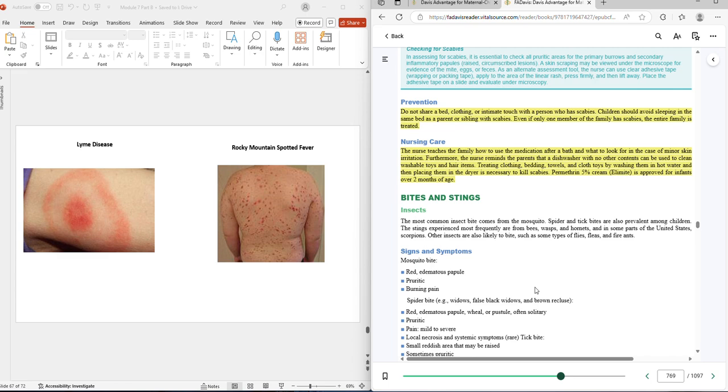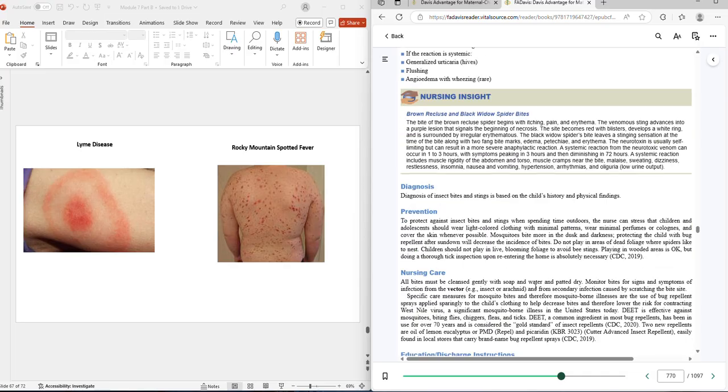All right, Lyme disease. Lyme disease is caused by a tick. This is on page 770.